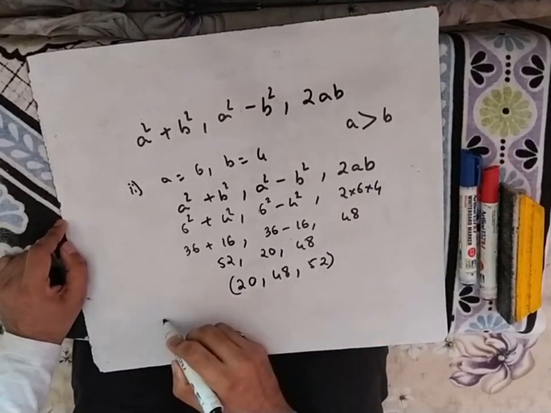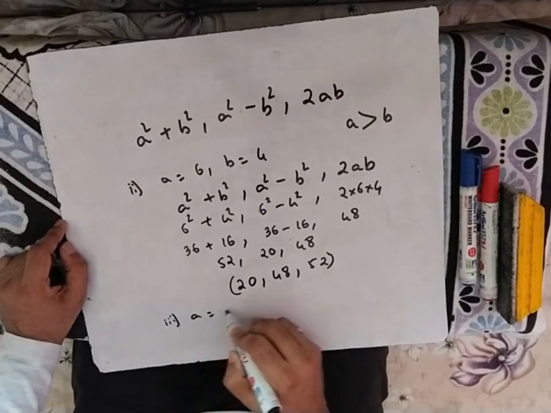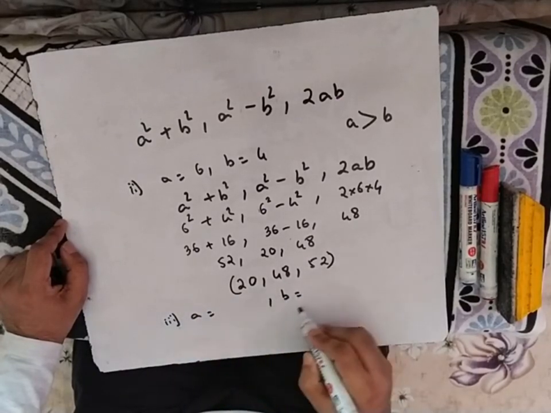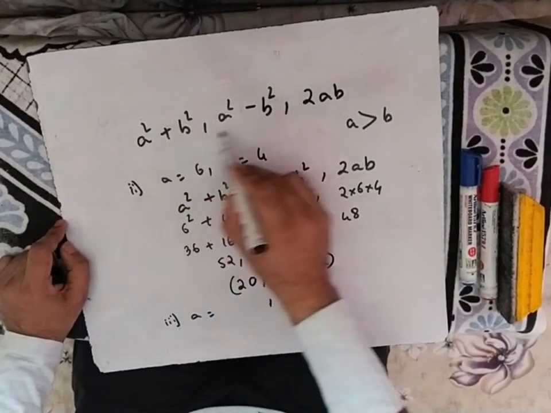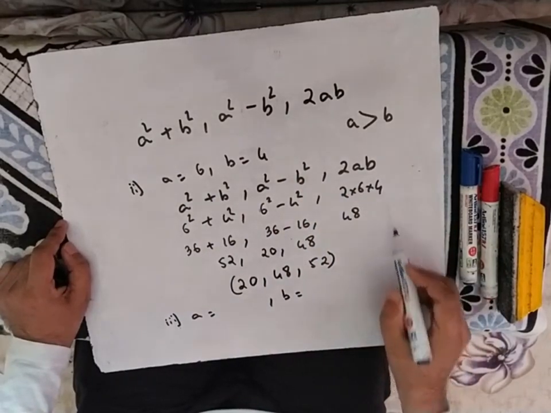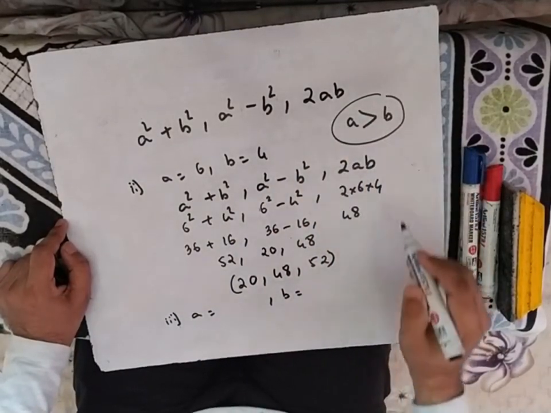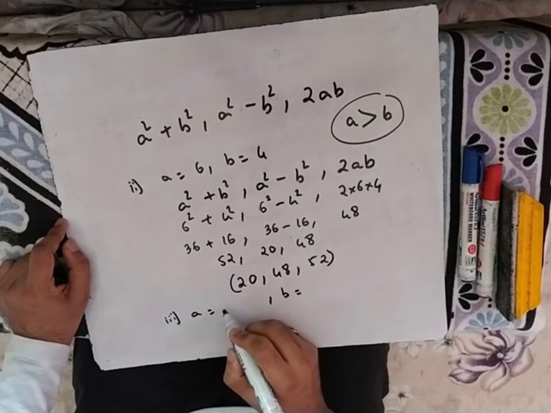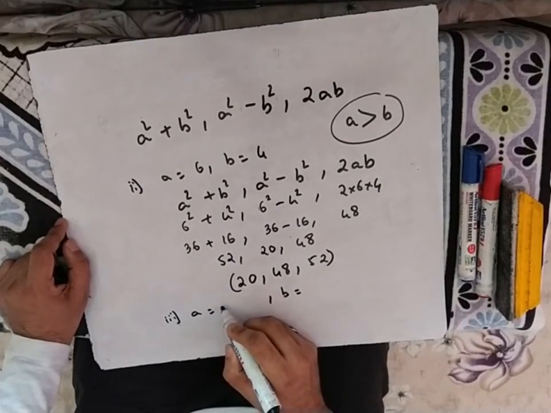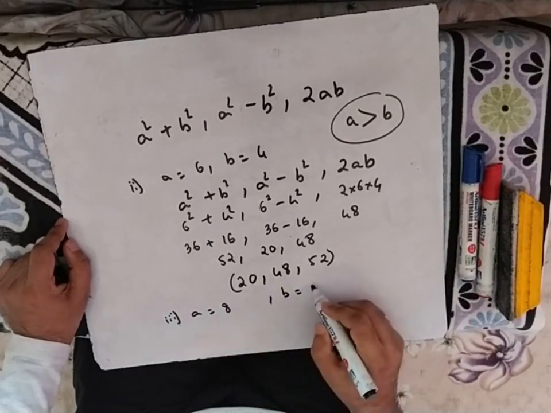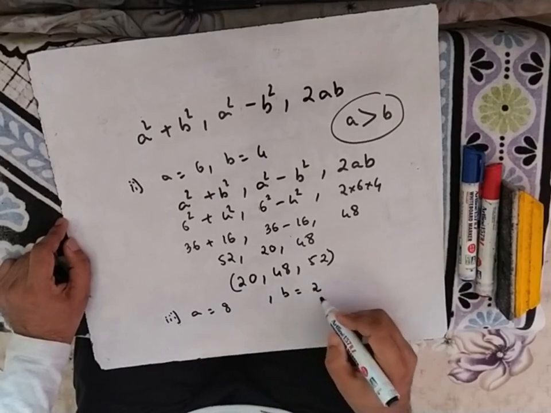Now what you all can do is, taking any value of a and b, you can find out a Pythagorean triplet, but keep in mind that a value should be greater than b. Now try this on your own. Take value of a as say 8 and b value as 2 and try to find out one Pythagorean triplet.